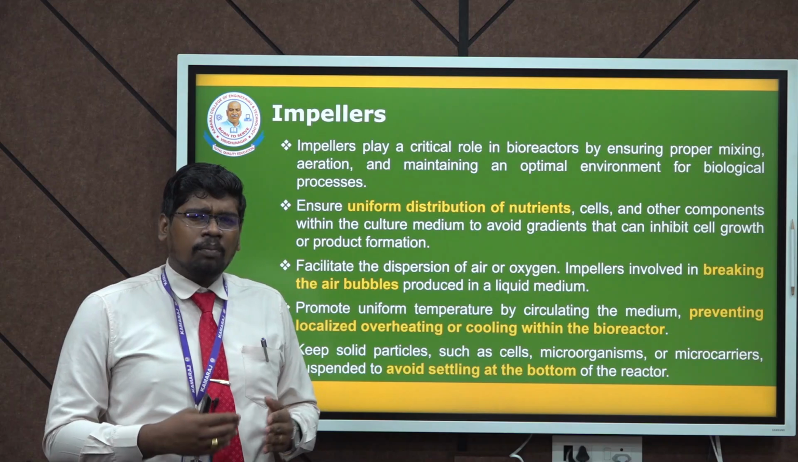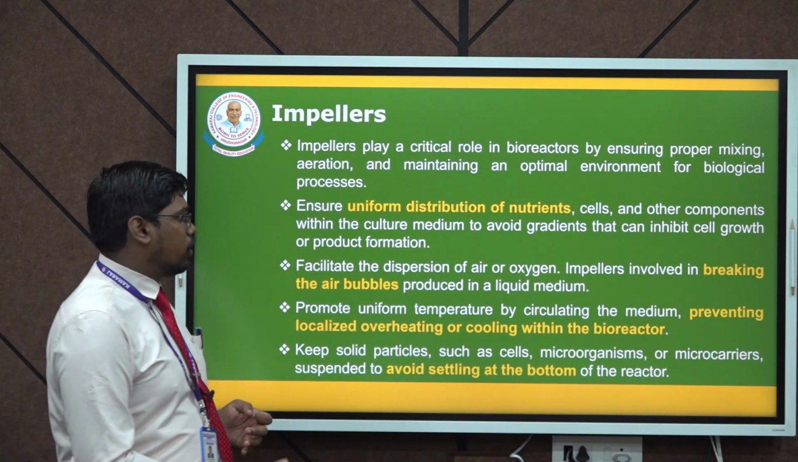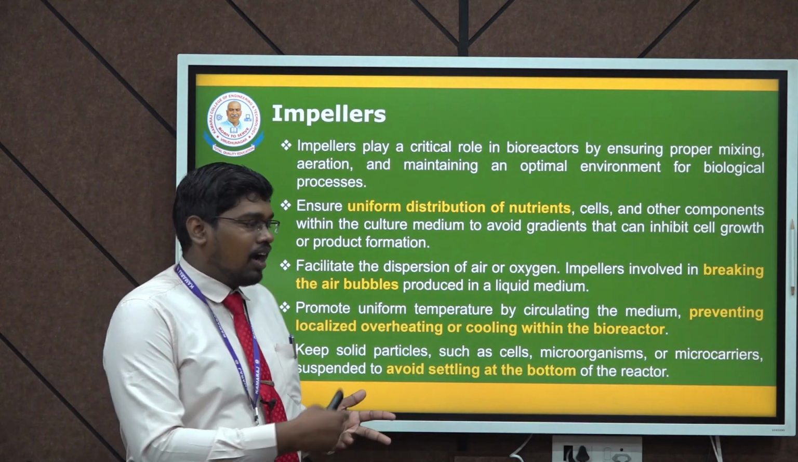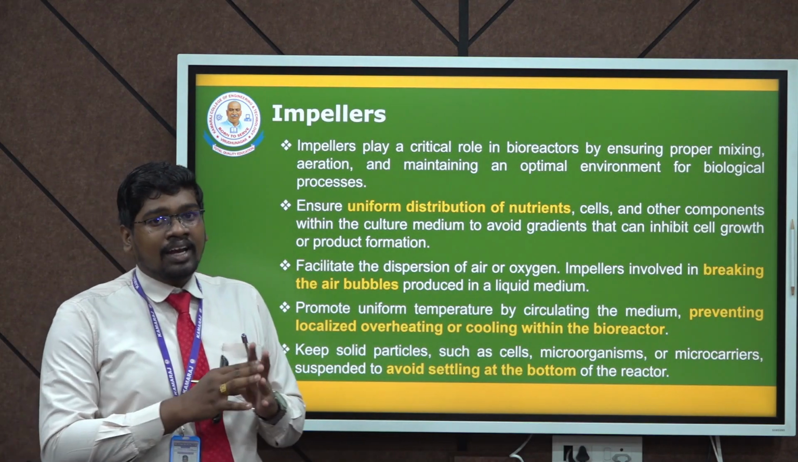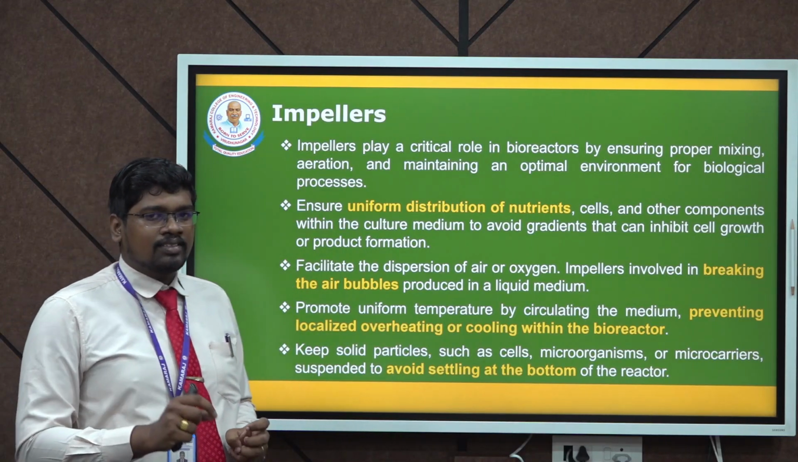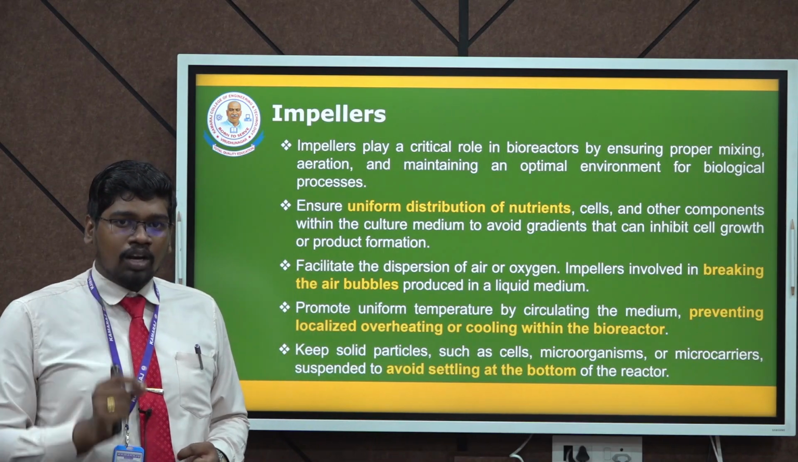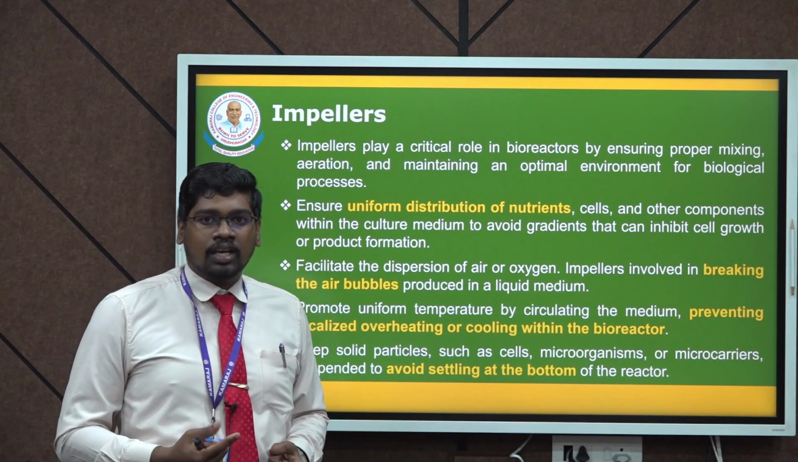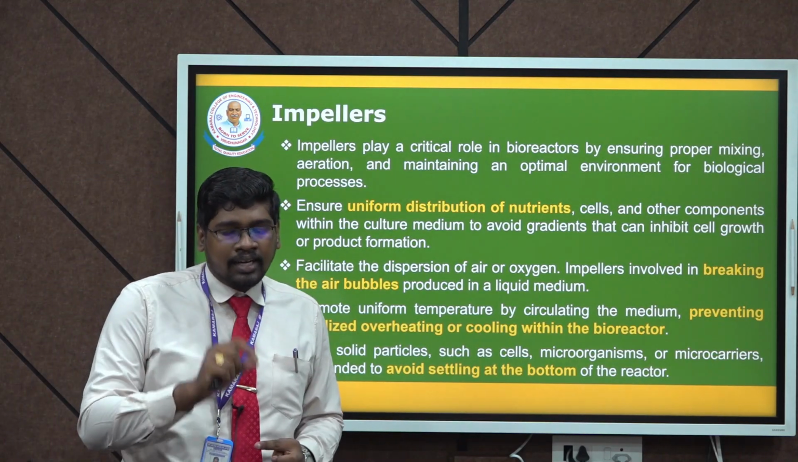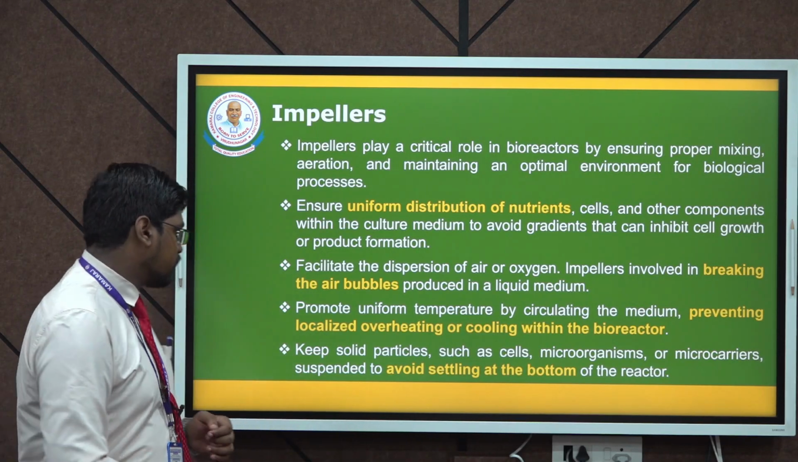So, these two components need to be mixed thoroughly to provide uniform mixing inside the bioreactor. Impellers ensure uniform distribution of nutrients, cells, and other components to prevent gradients from forming inside the bioreactor. They also facilitate the dispersal of oxygen by breaking the oxygen bubbles into smaller bubbles, thus increasing the surface area for oxygen mass transfer. They also prevent localized heating or cooling inside the bioreactor by mixing the components uniformly.